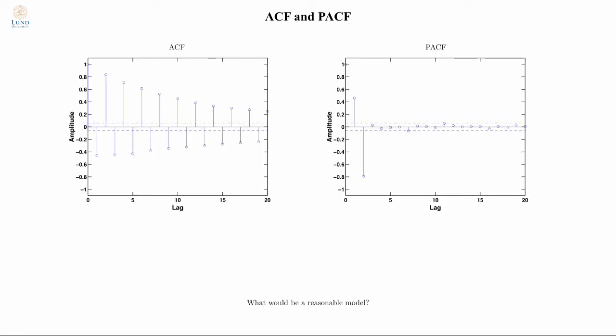Here's an example where I can see the ringing behavior in the ACF, whereas I can see that the PACF turns to 0 as soon as I pass model order 2. So therefore an AR2 would be a reasonable model here. That means not that it is an AR2, but it means that the model is reasonable to use.